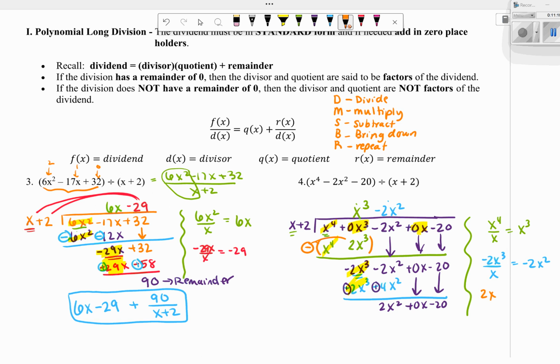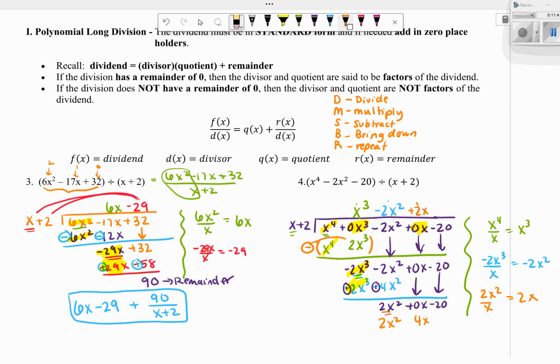So our first term is now 2x squared divided by x, which gives us 2x. It's positive, so plus 2x goes above the linear terms. And then we multiply. 2x times x is 2x squared. 2x times 2 is plus 4x, or 4x. And then the next step is to subtract.